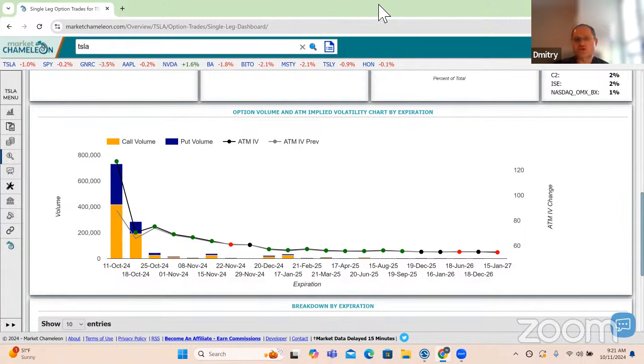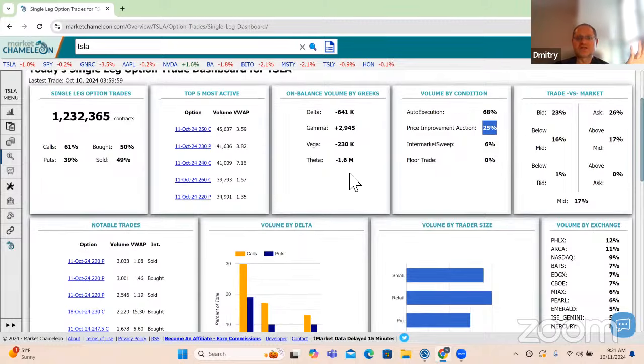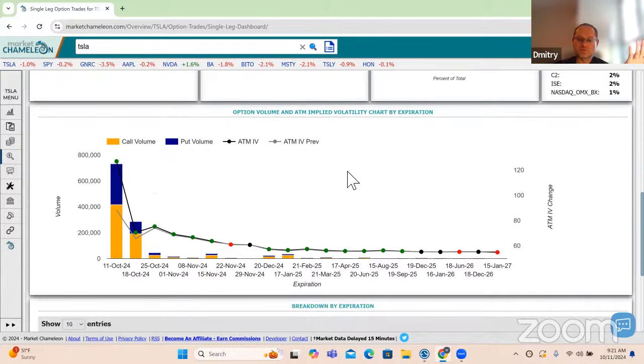So when we look at the trading, we looked at the volume, we looked at all these different analytics. Well, what's another question you would want to know as a trader? Well, how is this trading volume distributed amongst different expirations?